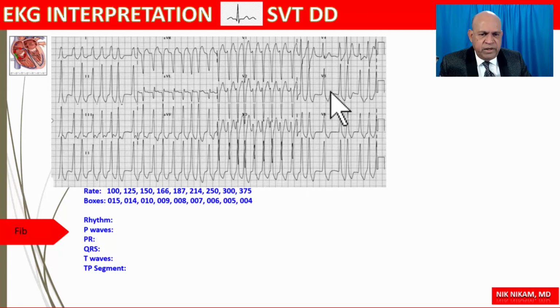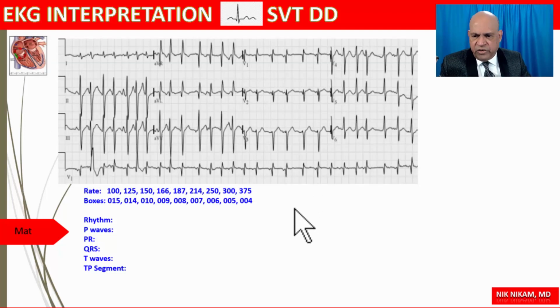And whenever we see this type of morphology with varying QRS morphology, you always think about WPW and look for any delta waves in the normally conducted beats. We don't see any delta wave here in this tracing, but we may be able to identify it in other tracings further in this presentation. All right, let's continue.